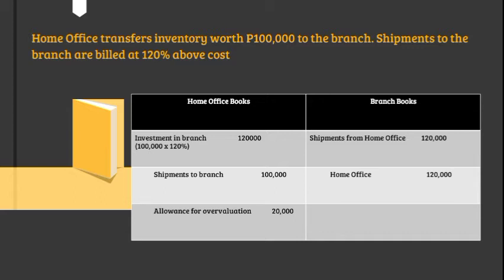Well, on the part of the branch, since it is not aware that the price has a certain percentage markup, we need to debit the amount of 120,000. Here, we could notice that once we deduct the shipments from home office and shipments to branch, the amount would be the markup or the allowance for overvaluation, which is 20,000. And we also credit home office 120,000.